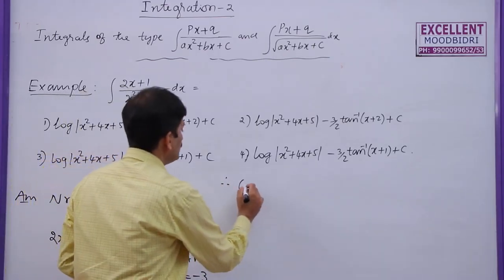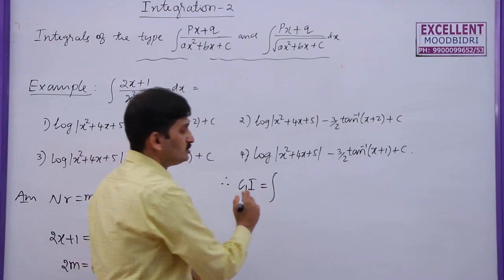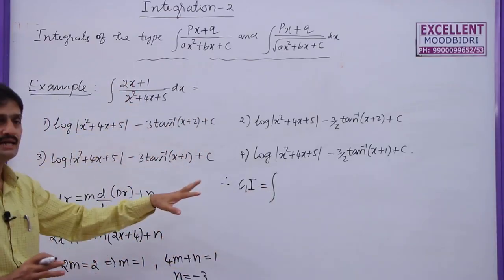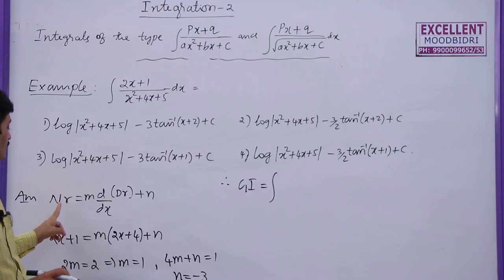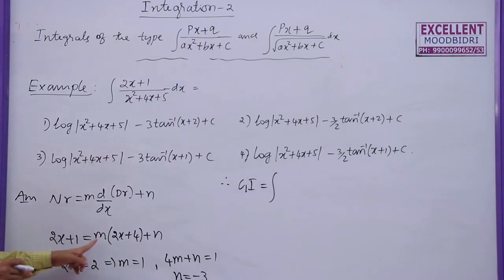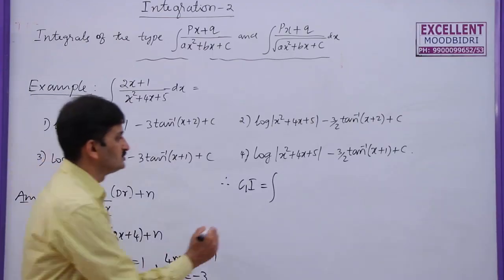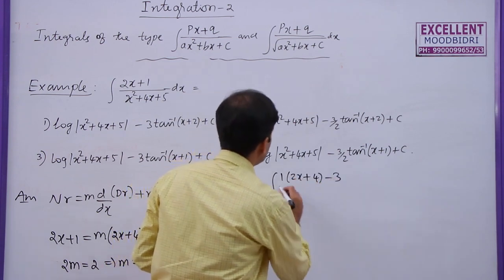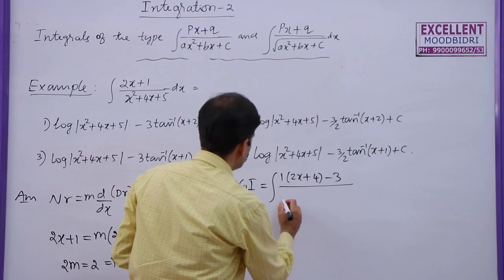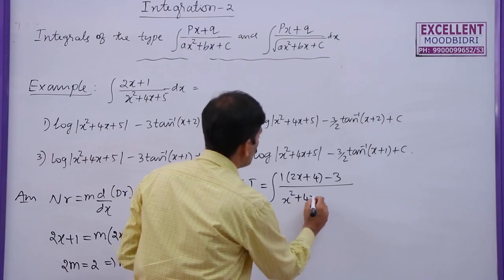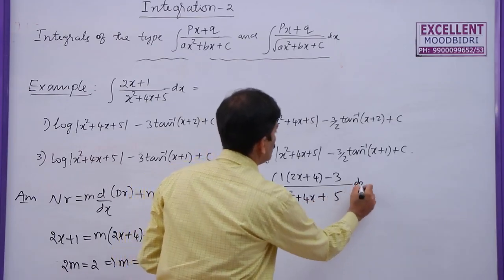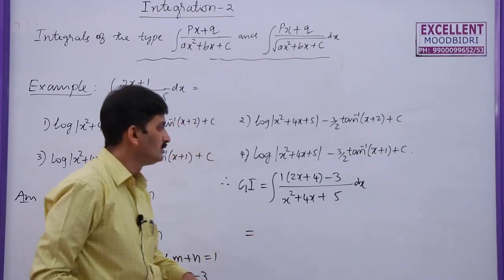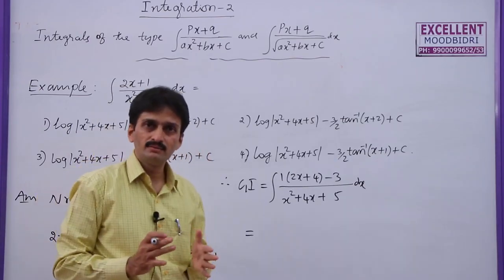Therefore, the given integral equal to, so avoid writing the same problem again. Directly write the numerator as m into derivative of denominator. That is 1 into (2x plus 4) minus 3, divided by (x square plus 4x plus 5). Okay, this is equal to, now split the integral.